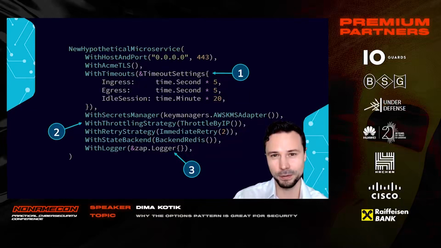You notice a behavior is being passed. Great for the options pattern. We'll have a retry strategy, another behavior, and we'll use immediate retry 2 times when a call fails or a connection fails. Of course, we'll need a state backend. Redis is great with an adapter, and of course, a logger.